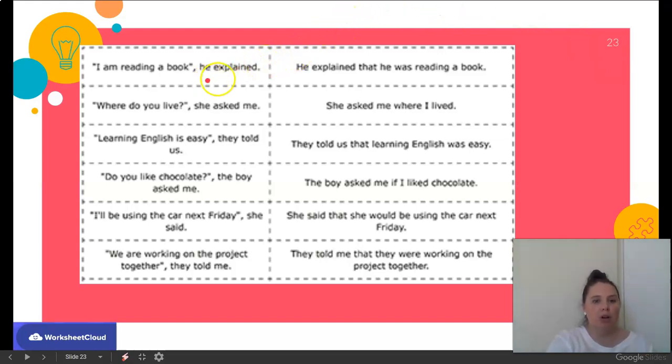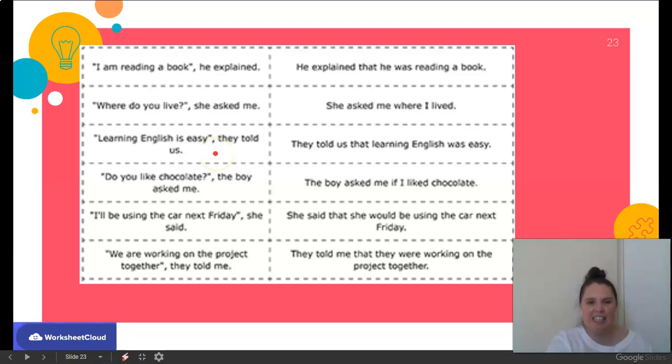Alright, so let's start at the beginning. "I am reading a book," he explained. Now, explained is in the past tense, so I already know the tense. He explained that, remember we have to put in that, he was reading a book. "Where do you live?" she asked, or she asked me. So, asked is past. She asked me where I lived. It's a question word like where, when, why, who, so you don't have to use if or whether. You just insert the question word. Hope you all agree with this.